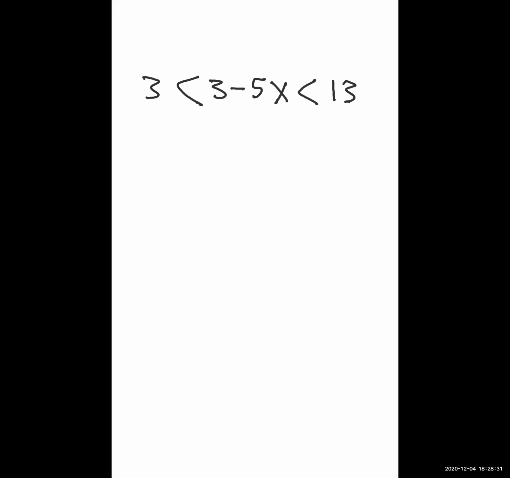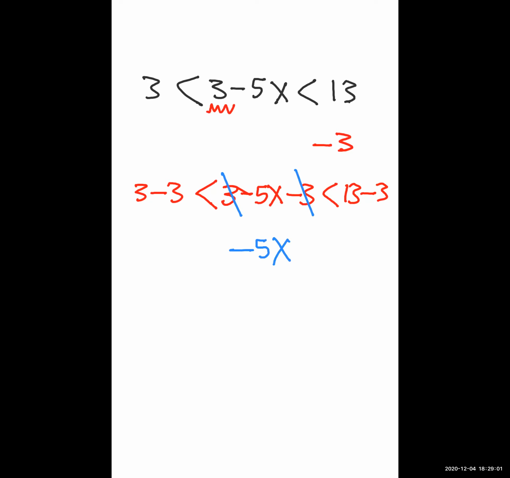Okay, now there is a number here, 3. I want to remove this one. It's positive, so subtract 3 from all the sides. So 3 minus 3, then 3 minus 5x minus 3, 13 minus 3, right? Right. So in the middle, 3 minus 3 means 0. Okay, so negative 5x greater than 0 and less than 13 minus 3, which is 10.